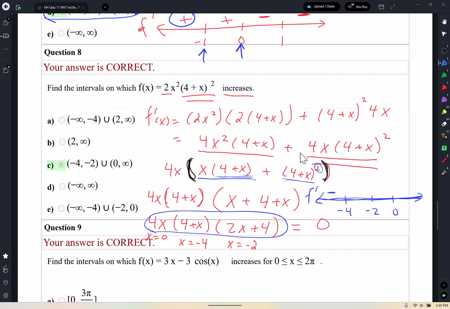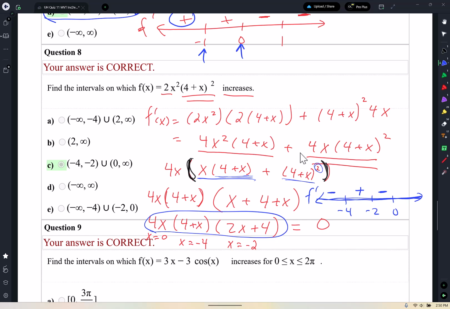I'm going to pick a number between negative 4 and negative 2, like negative 3. 4 times negative 3, that's a negative. 4 plus negative 3, that's a positive. 2 times negative 3 is negative 6 plus 4, that's a negative. So think about it. Negative times a positive times a negative, positive. I'm going to choose a number like negative 1. 4 times negative 1, that's still a negative. 4 plus negative 1, positive. 2 times negative 1, negative 2 plus 4, that's a positive. Negative times a positive, that's a negative.